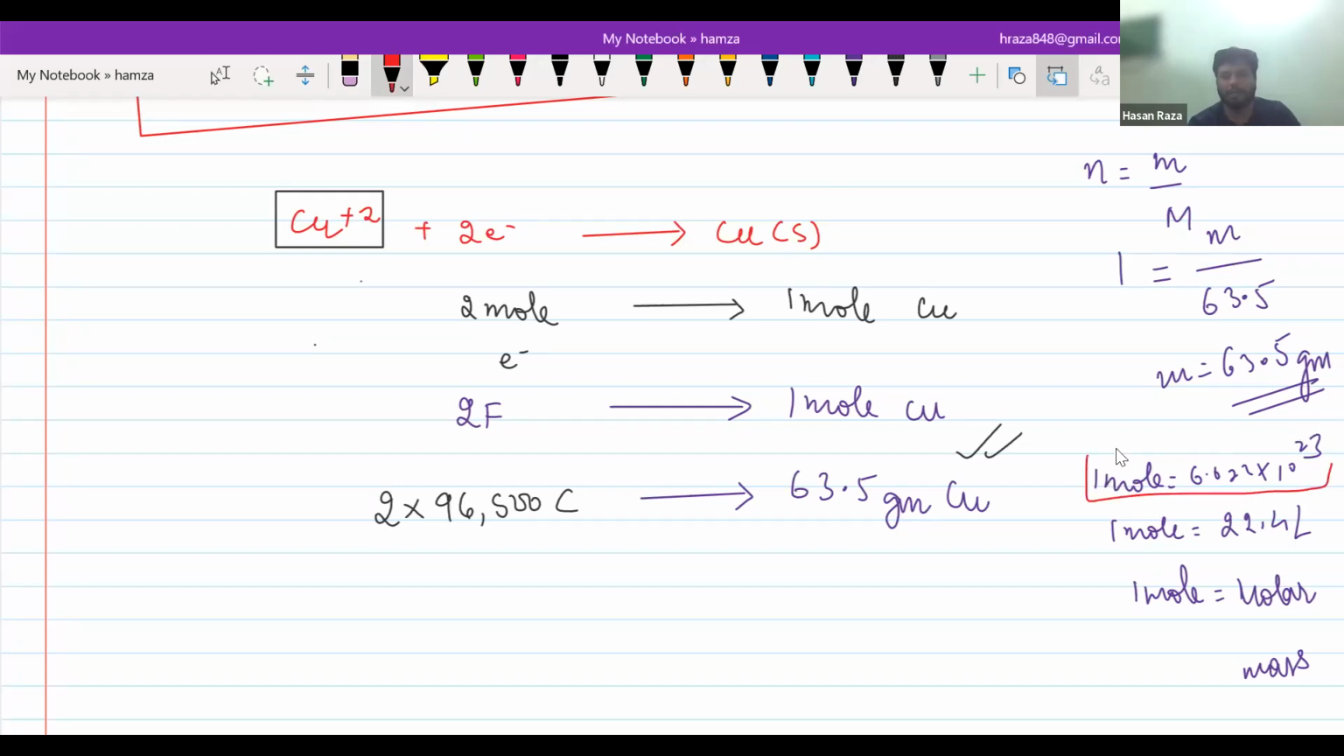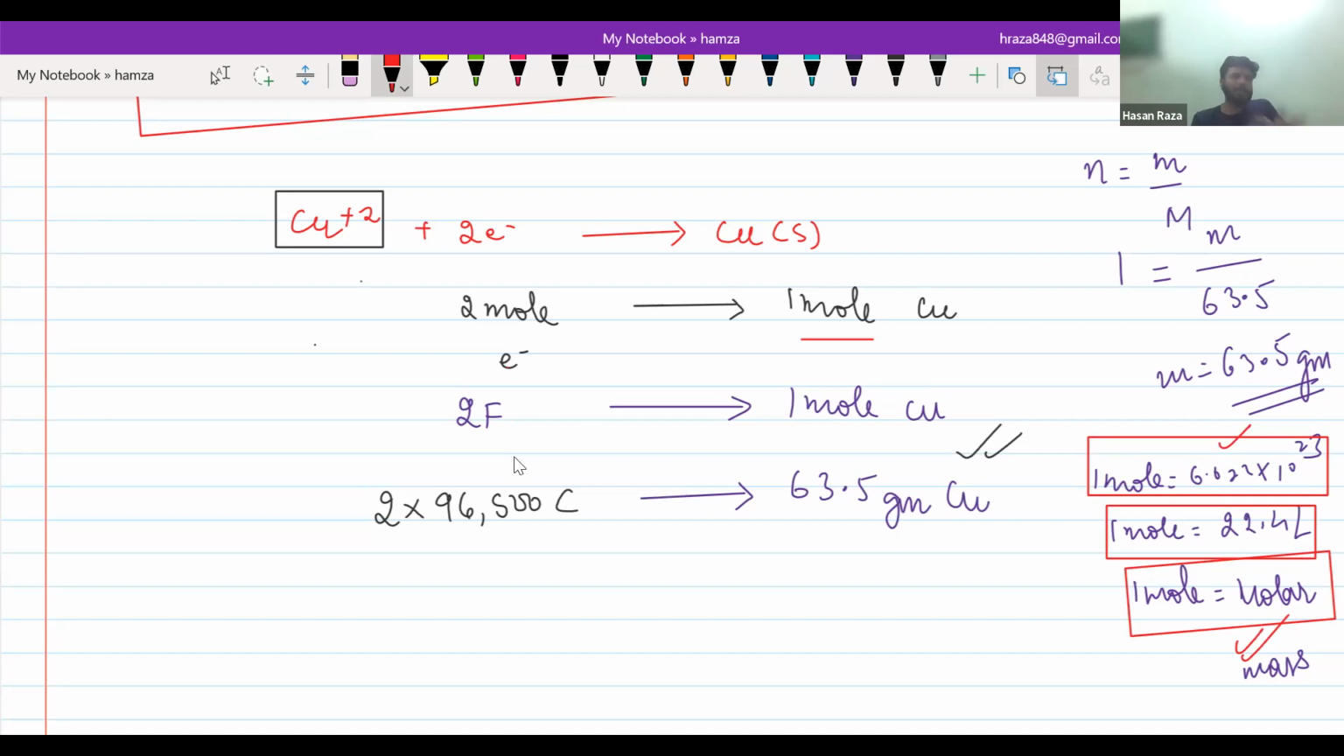Always remember 1 mole is equal to 6.022 into 10 raised to the power 23. You know that 1 mole is also equal to 22.4 liter. So 1 mole will also be equal to molar mass. So what is the molar mass or atomic mass of copper? 63.5 gram. So 2 mole electrons will give 1 mole, 2 Faraday. 1 mole electron is equal to 1 Faraday, then 2 mole electrons will be 2 Faraday. So I'm going to calculate for 1 coulomb. For 1 coulomb, the mass deposited will be this. Yes or no? It's a unitary method. Yes or no?